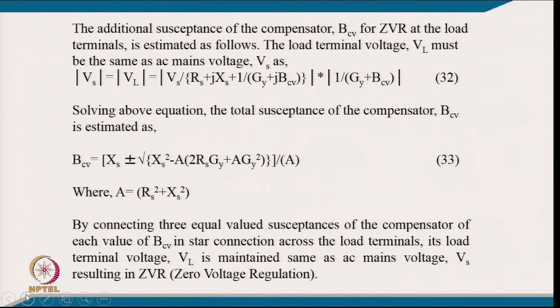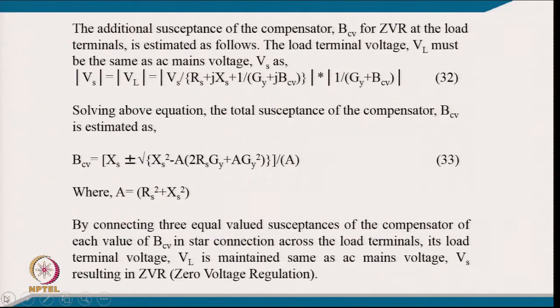So, by connecting 3 phase equal value susceptances of the compensator, each of value BCV, in star connection across the load terminal, the terminal voltage VL is maintained the same as the AC mains voltage Vs, resulting in zero voltage regulation. With this, we would like to conclude today's lecture.